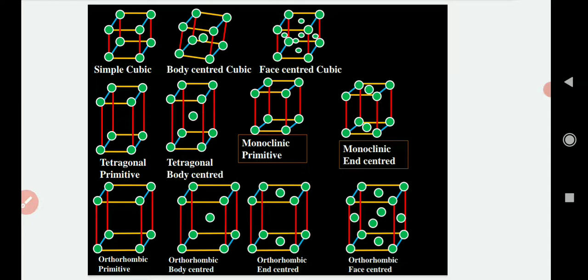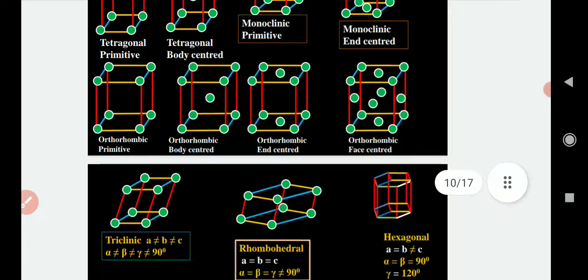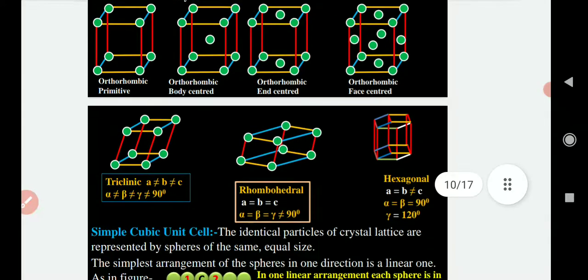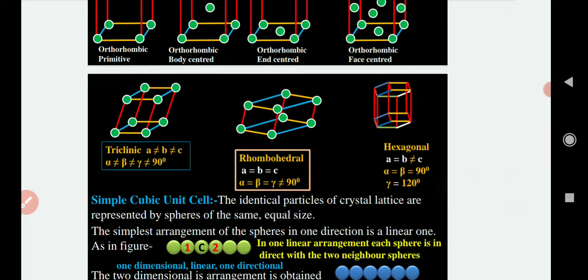Second is tetragonal. In tetragonal we've got 2 types: primitive and body centered. Monoclinic, we've got primitive and end centered. In orthorhombic, we have got primitive, body centered and end centered as well as face centered. 4 we have got. In end centered, at the 2 opposite faces we have only the particles present. In triclinic, we have only one type, primitive, so only corners are present. Primitive is also called simple. In rhombohedral we have one type and in hexagonal also we have one type. Only in hexagonal, here the particles are not shown.